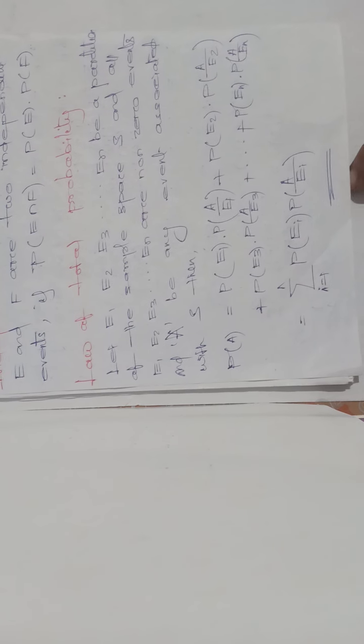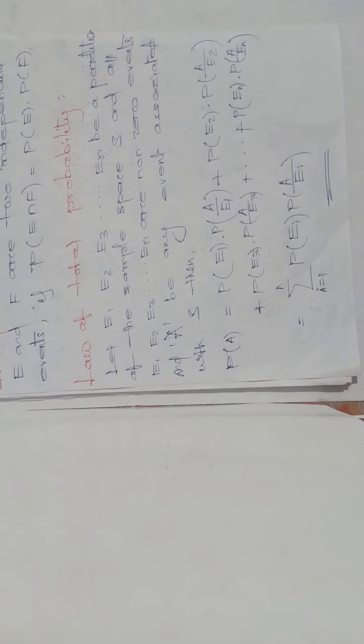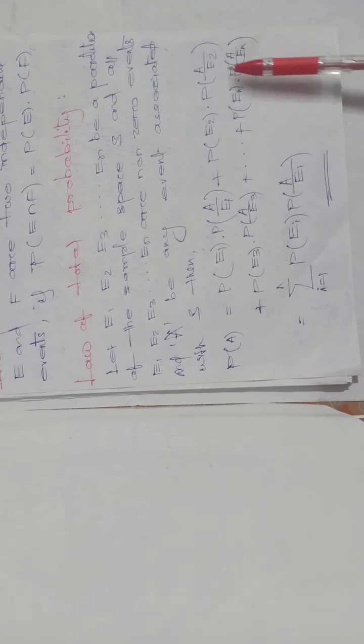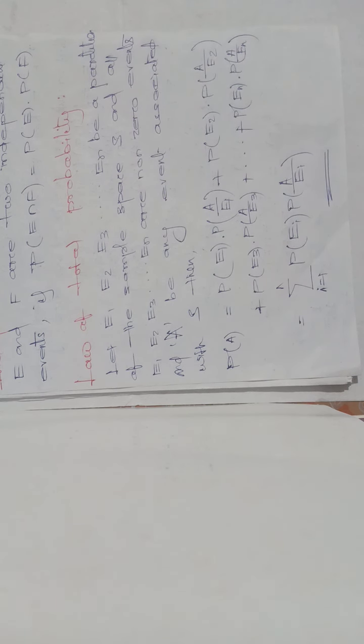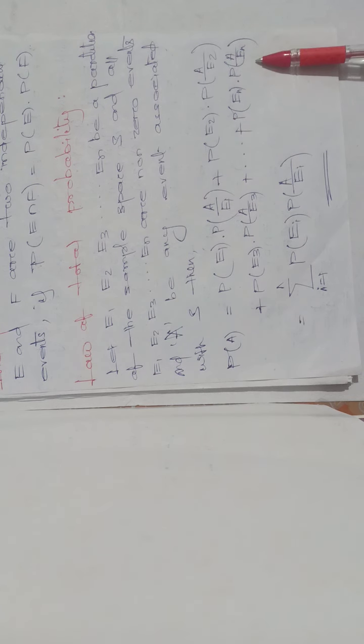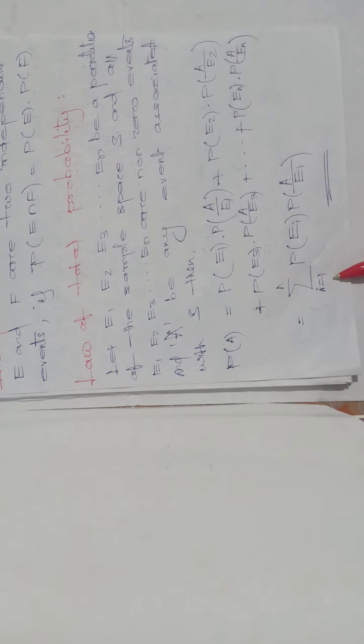Now what is the total law of probability? Let E1, E2, E3, ..., En be a partition of the sample space S, and all of them be non-zero events, and A be any event associated with sample space S. Then P(A) equals P(E1) into P(A given E1) plus P(E2) into P(A given E2) plus P(E3) into P(A given E3) and so on up to P(En) into P(A given En). In summation we can write it as the sum from i equal to 1 to n of P(Ei) into P(A given Ei). So this is the rule of total probability.